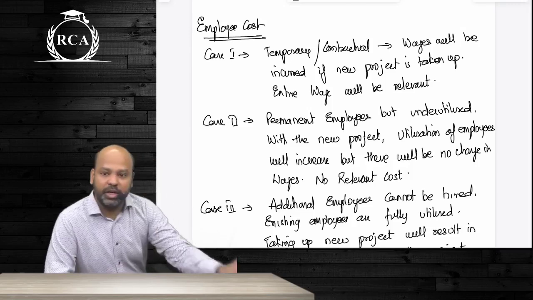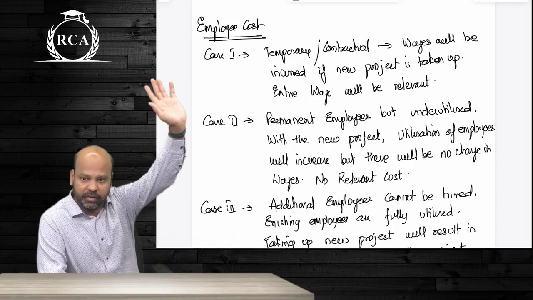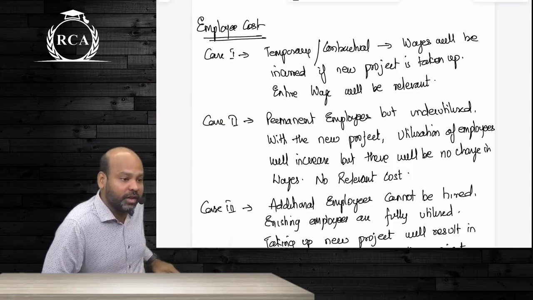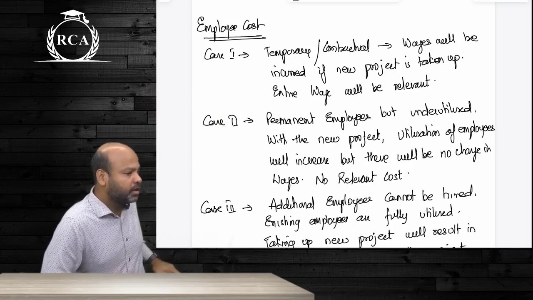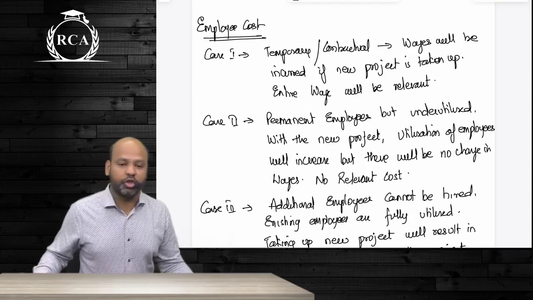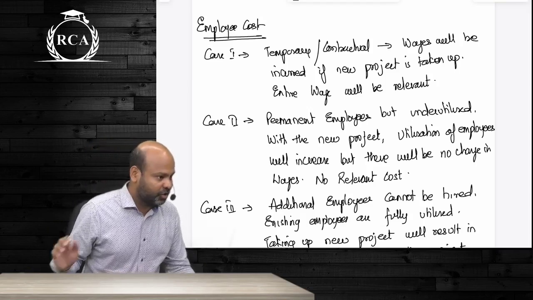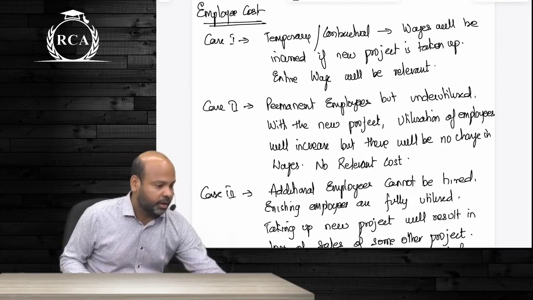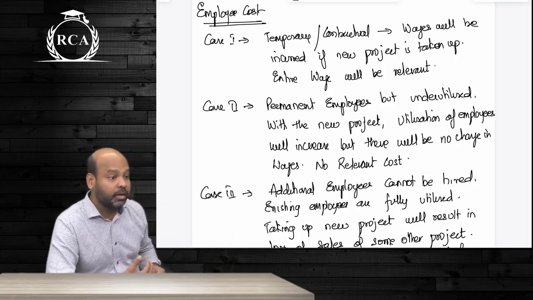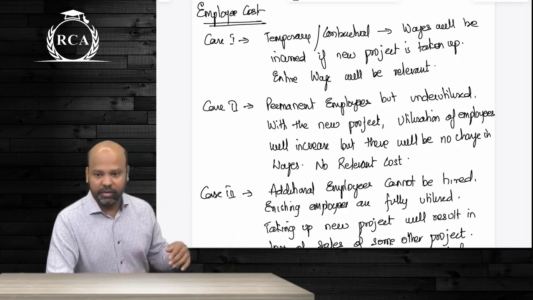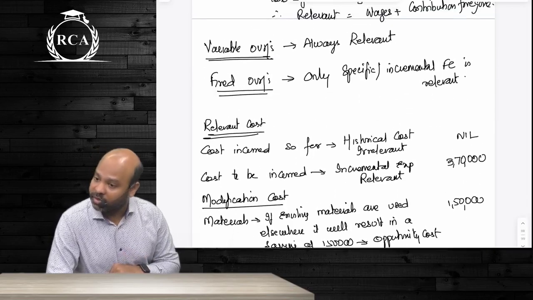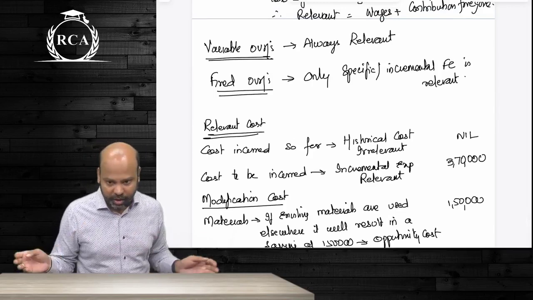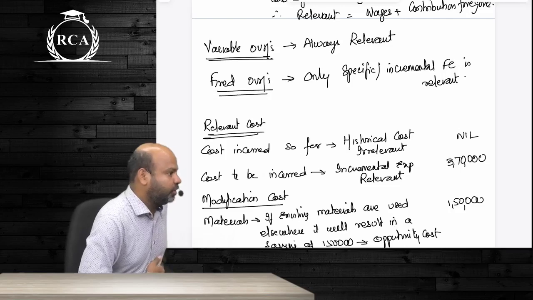If they tell you that your existing employee force is fully utilized and you will not be able to hire new employees, then wages plus the amount of contribution foregone will become relevant for decision making. Do not forget, whenever there is employee cost, you should also consider variable overheads. Variable overheads, unless otherwise given, are always relevant, because you will be incurring them as and when you undertake work. Fixed overheads, unless otherwise given, are not relevant. Specific fixed cost, if any, will be relevant.